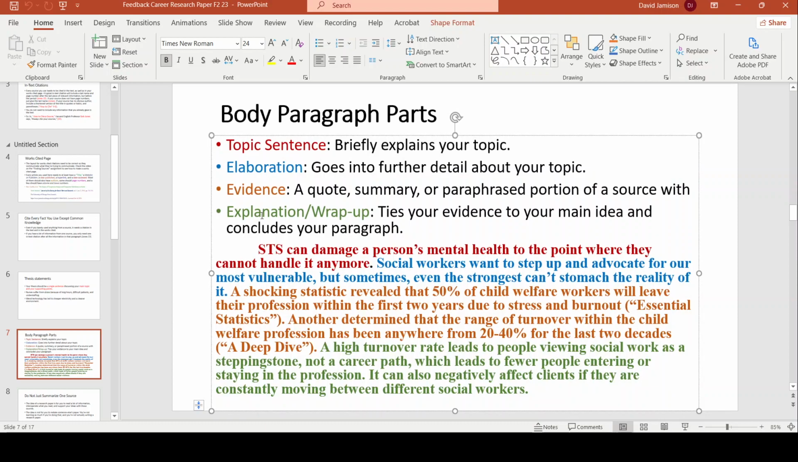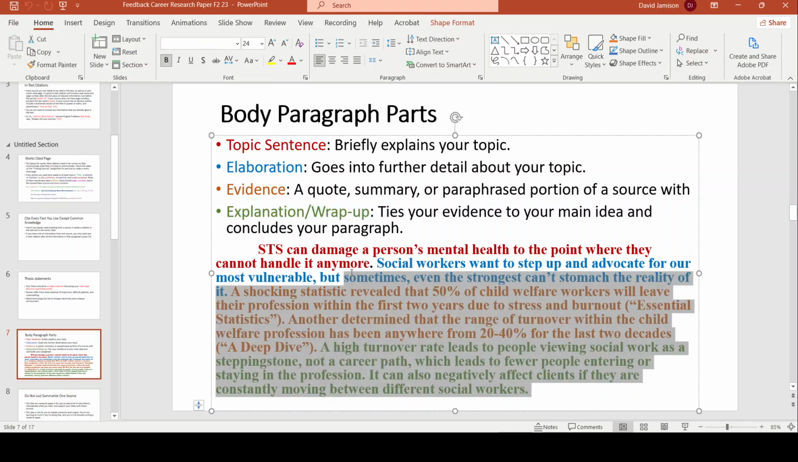Okay. So last, you're going to have explanation and wrap up. This is where you tie your evidence back into the main idea of your paragraph and the main idea of your paper. So she says, a high turnover rate leads to people viewing social work as a stepping stone, not a career path, which leads to fewer people entering or staying in the profession. It can also negatively affect clients if they are constantly moving between different social workers.